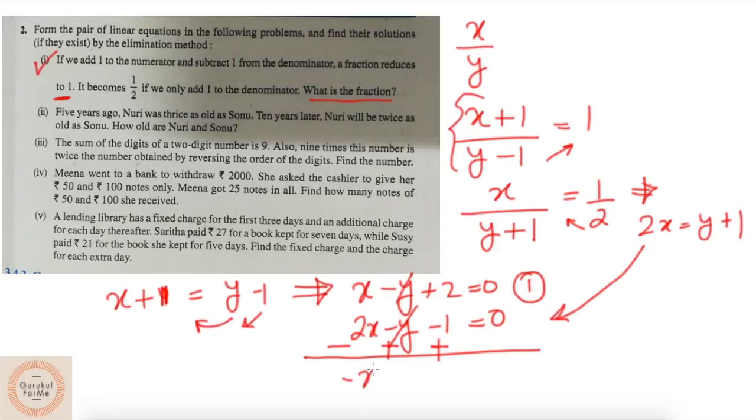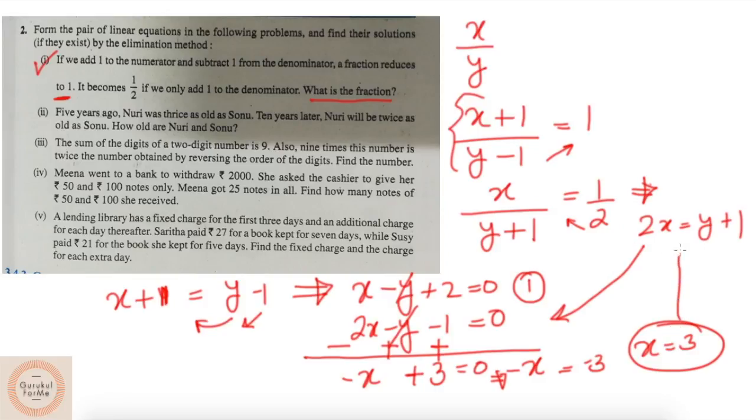So what do I get? I get minus x plus 3 is equal to 0. So I get minus x is equal to minus 3 and I get x is equal to 3. If x is equal to 3, then what is y? Can I substitute in one of the equations and get the answer? If I substitute here, I get 2 into 3 is 6 is equal to y plus 1, and so y is equal to 5.